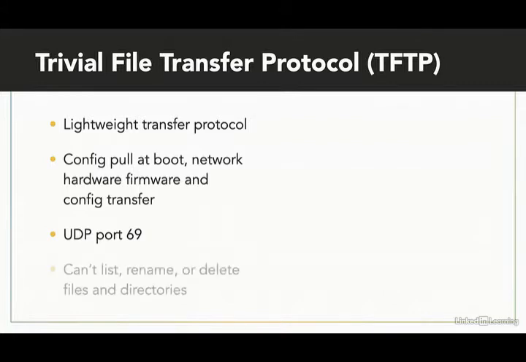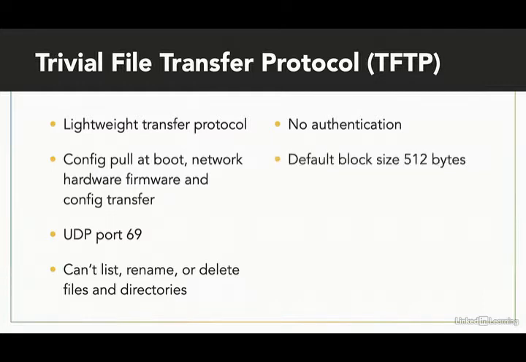Being that it's a light protocol, it can't list, rename, delete files, or directories. It also doesn't support any form of authentication. By default, files are transferred at 512-byte blocks, but the protocol can negotiate a larger block size. Each block is transferred in a single packet. After each block, an acknowledgement is sent back. If there is no acknowledgement, then the packet is retransmitted.